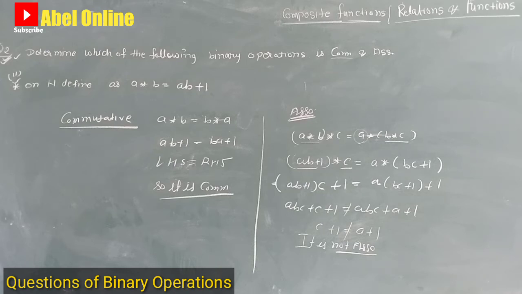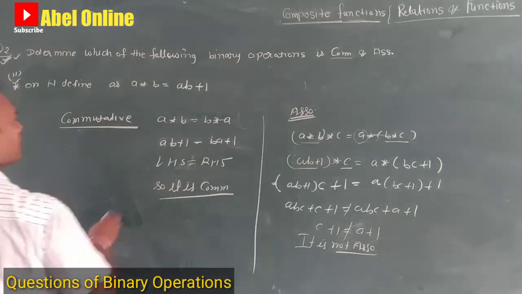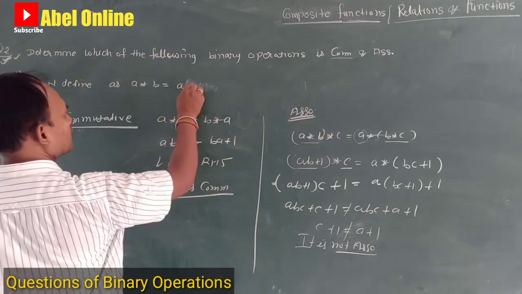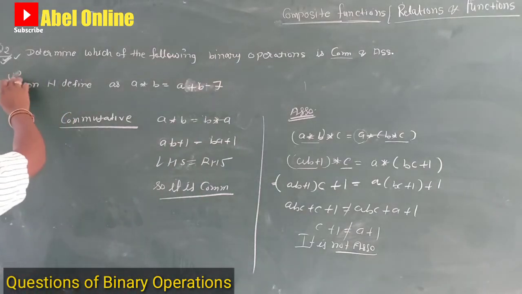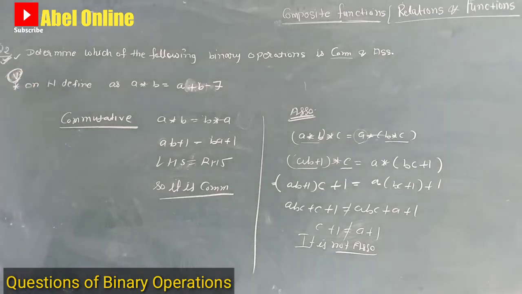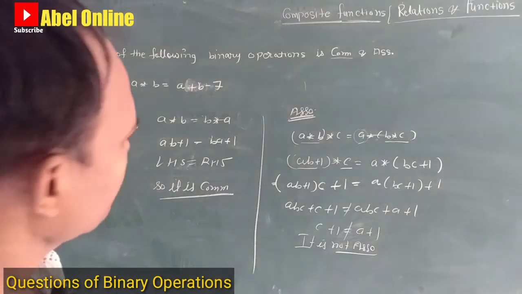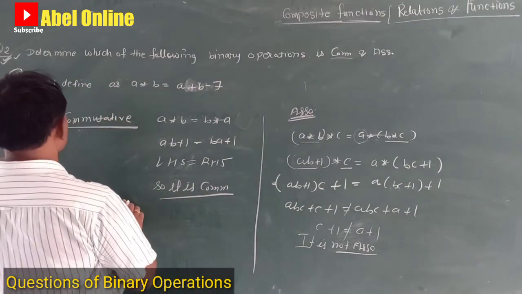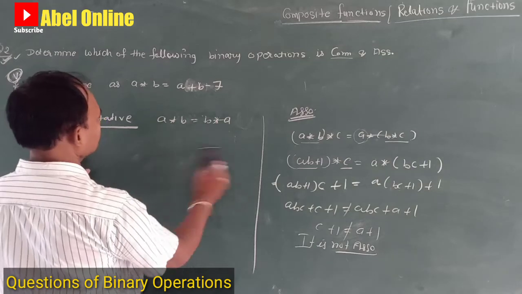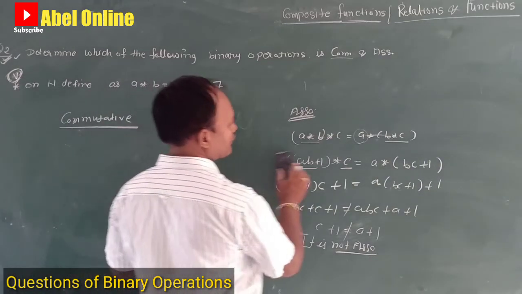Okay, next question is a star b equals a plus b minus 7. This is the next question, question number 5.